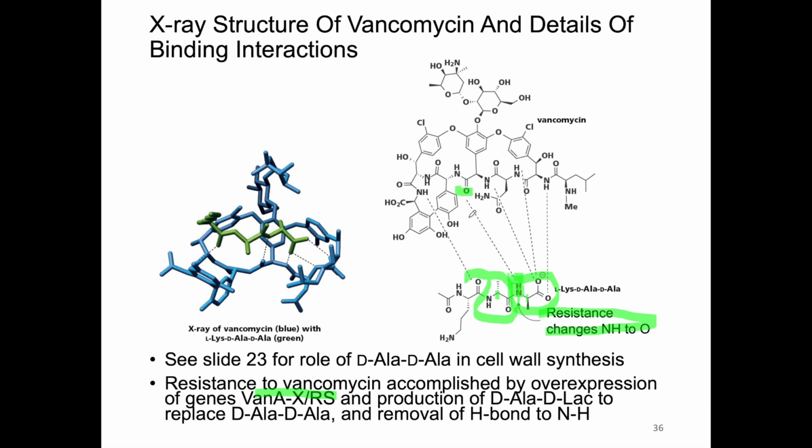And that lack of that hydrogen bond means that there is about a 1,000-fold reduction in activity or affinity of vancomycin for the modified cell wall. And so those vancomycin drugs are incapable of shutting down the bacteria.